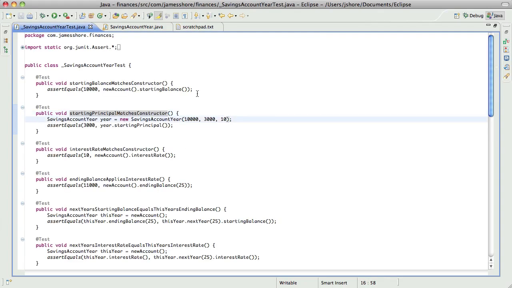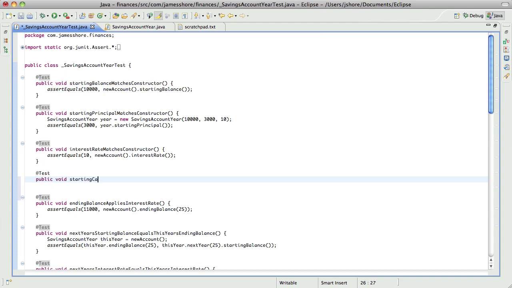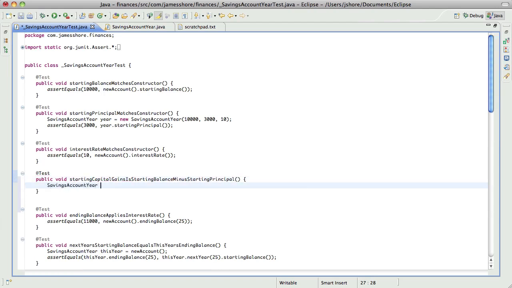Okay, so our starting principal matches the constructor. Our starting capital gains is just the starting balance minus starting principal.